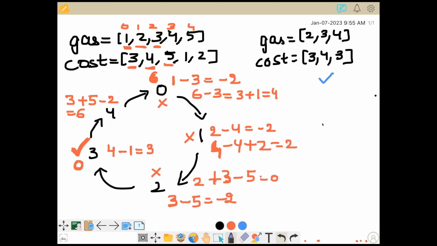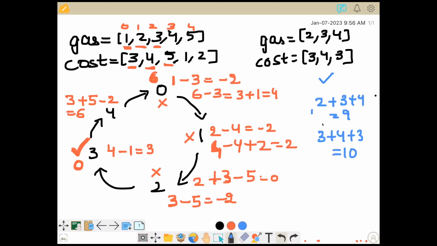So in the second example, if you observe, we have gas as 2, 3, 4 and cost array as 3, 4, 3. So what is the total gas we have? 2 plus 3 plus 4 equals 9. And what is the total cost we have? 3 plus 4 plus 3.